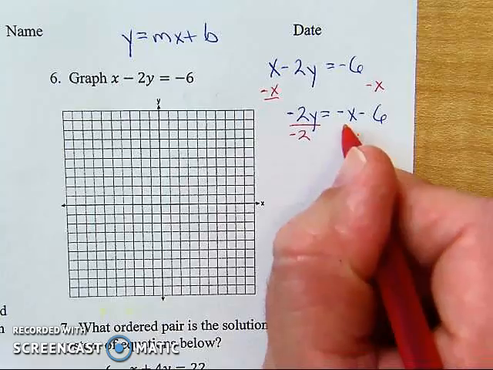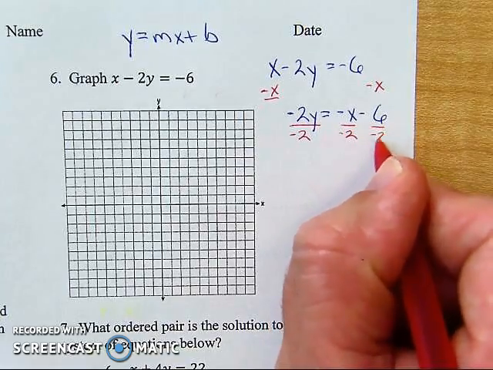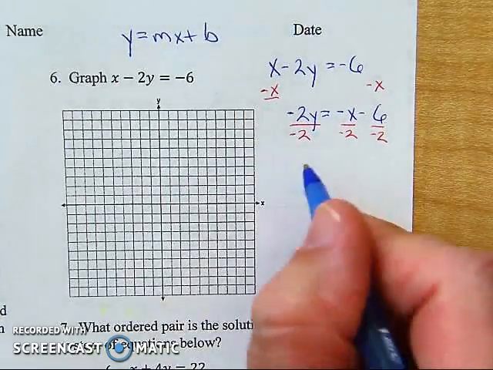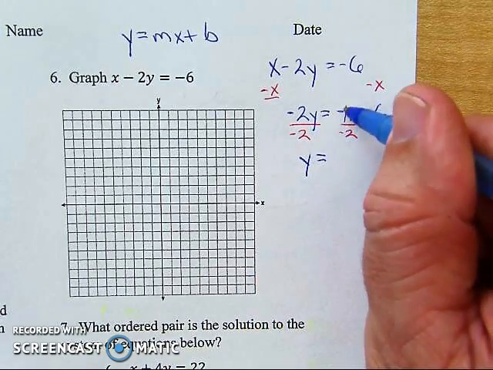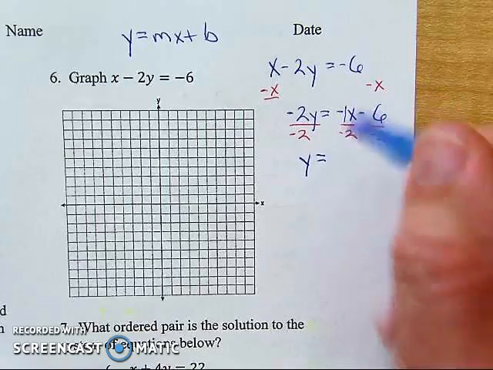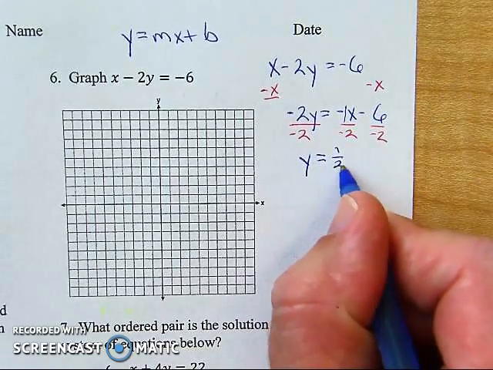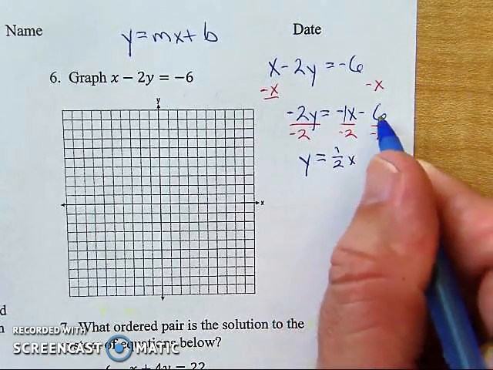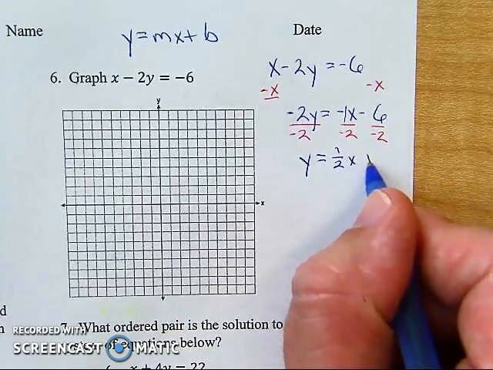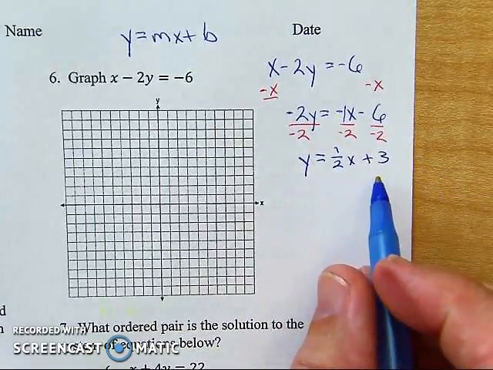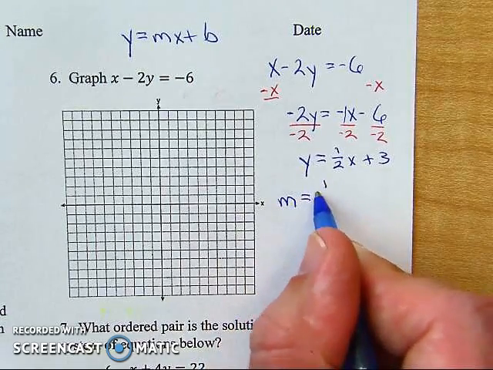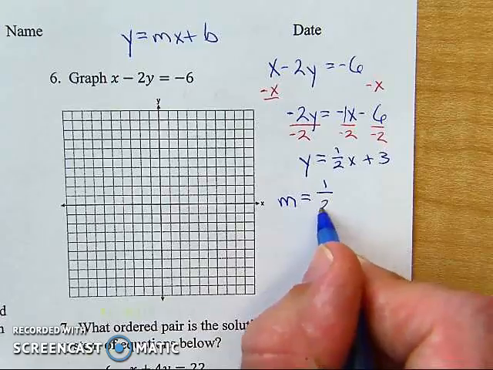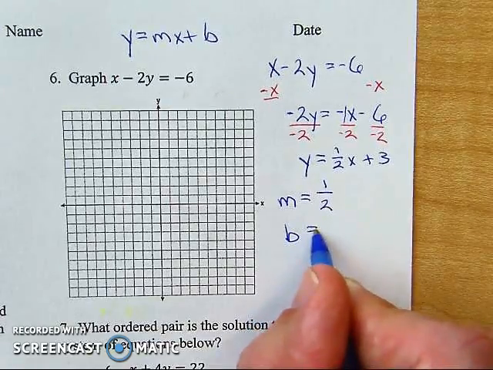In a moment, everything's going to be positive, because I'm going to divide by negative 2 to get y by itself. So we'll have y is equal to, oh, what do I do here? That's really a 1 right there. Negative 1 divided by negative 2 is 1/2. So I'm going to write that as 1/2 x. Negative 6 divided by negative 2 is positive 3. So that's really what I have to graph right there. And that's not bad, because that means my slope is rise of 1, run of 2, and my y-intercept is 3.